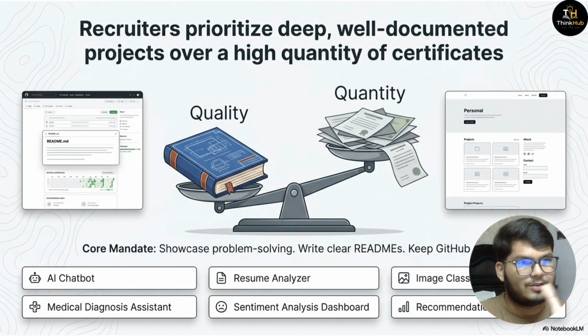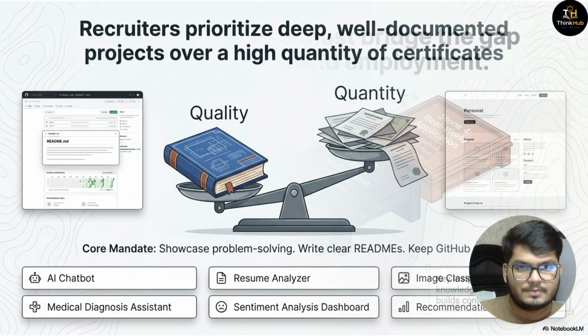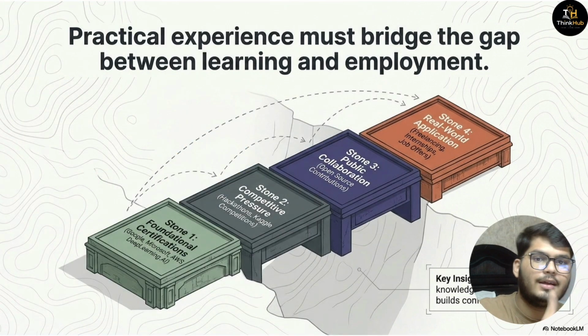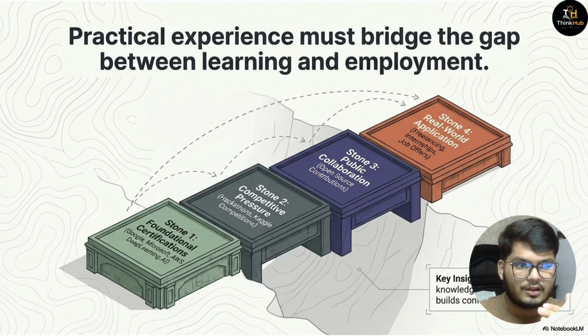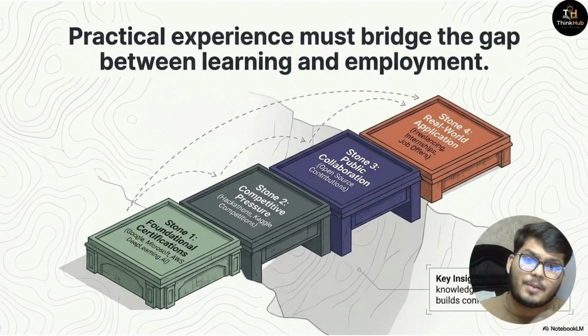Everything should be documented in your GitHub repository, and projects are very important in your AI journey. Certificates are also important, but well documented projects are prioritized over a high quantity of certificates. And this is the practical experience. First, do the foundational certificates from Google, Microsoft, and AWS. Then do competitive coding and all. Then public collaboration: collaborate with the public, and then work on real world applications.